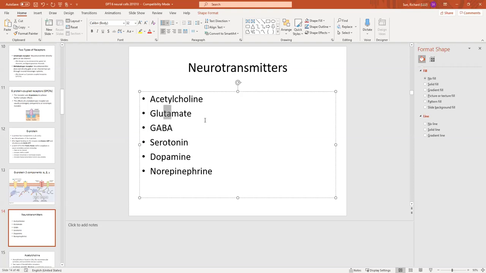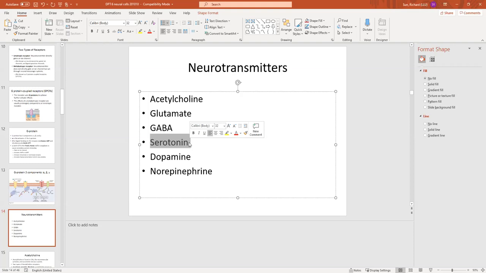Glutamate is the major excitatory neurotransmitter. We will spend a lot of time talking about these two in the following lectures. We will focus on these two because they have many interesting stories relevant to the clinical side as well as physical therapy, as well as GABA. We will also talk about GABA. GABA is the major inhibitory neurotransmitter. So glutamate is the major excitatory one, and GABA is the major inhibitory one.